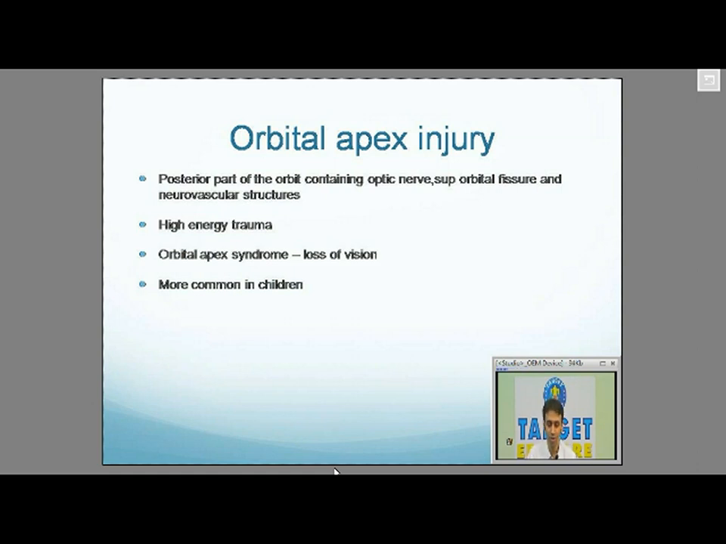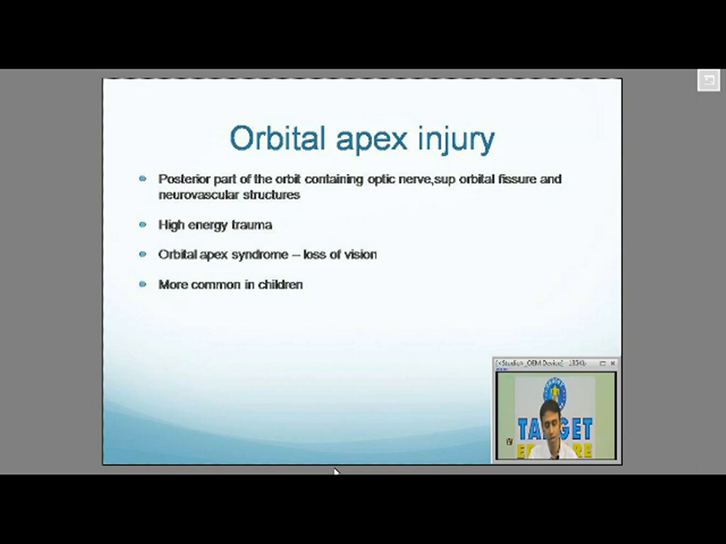Okay, coming back to orbital apex injury, as I told earlier, it is seen mostly in children due to high energy trauma, which causes an increase in intraocular pressure, leading to orbital apex injury. In orbital apex injury, the posterior part of the orbit containing the optic nerve, the superior orbital fissure, and the neurovascular structures are damaged. So the signs and symptoms are going to be related to all these. The common sign and symptom will be loss of visual acuity and loss of vision. After that, we will have superior orbital fissure syndrome, and damage to neurovascular structures will obviously cause paresthesia in this region. And it is mainly seen in children.